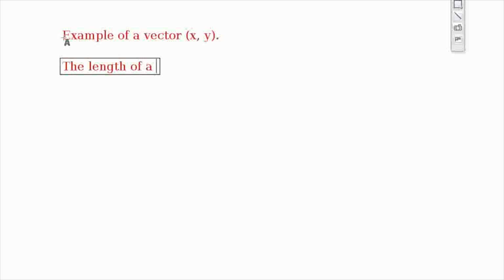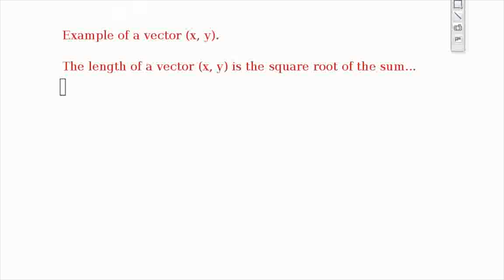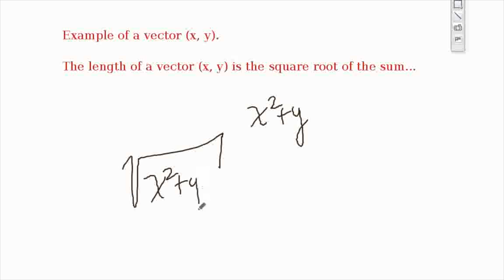let's do this. An example of a vector would be, and I'm going to use variables now to talk in generalities, x comma y. The length of a vector x comma y is the square root of the sum, and now I'm going to switch from typing to writing, so that would be the square root of x squared plus y squared. So, putting it all together, the square root of x squared plus y squared.